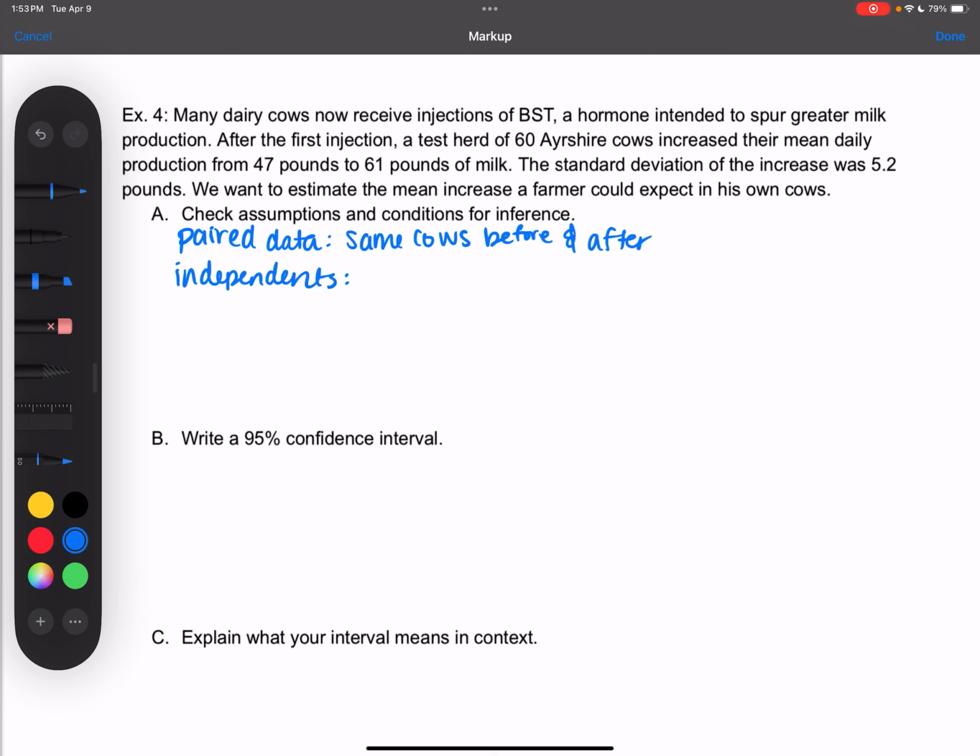Is each cow independent of the other? Yes. So the cows are independent.